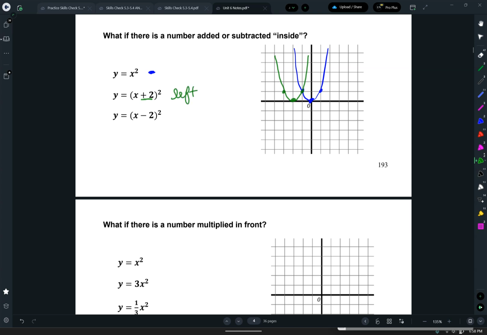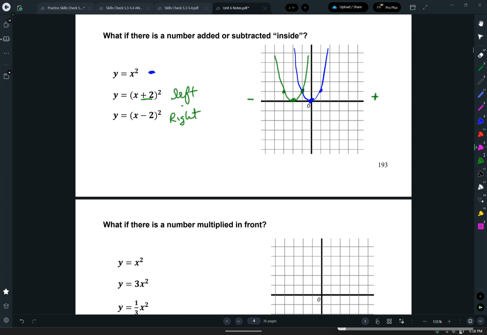I know that seems strange because over here is where the x's are negative. Over here is where the x's are positive. So in a lot of ways, I would look at this as being the opposite of what you would think, right? If it's a +2, it actually goes to the left. If it's a -2 on the inside, it's actually going to be shifted to the right.